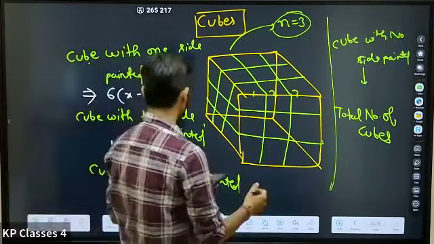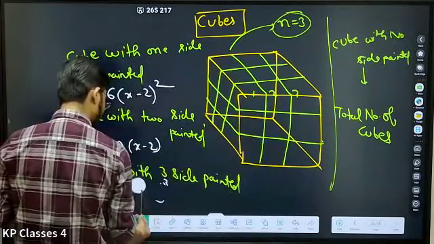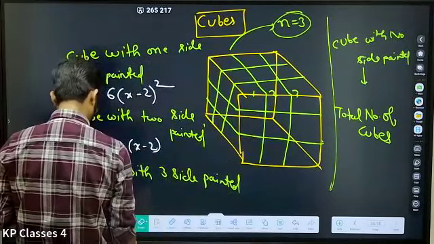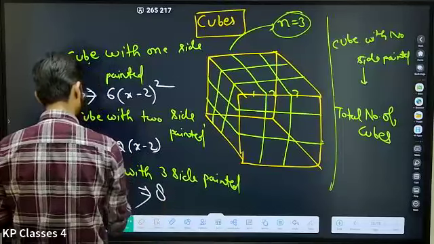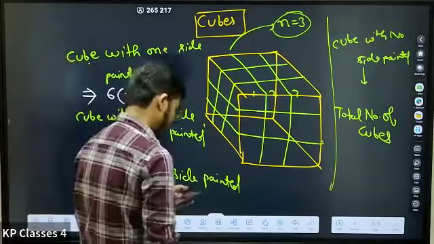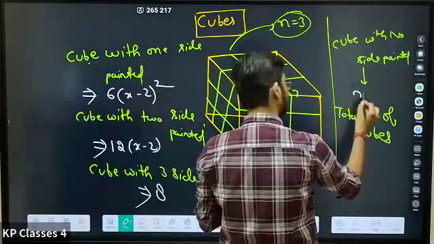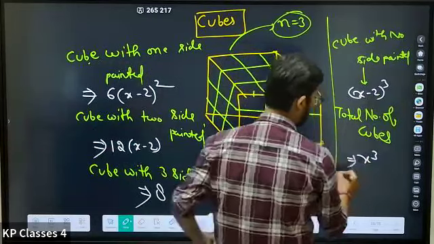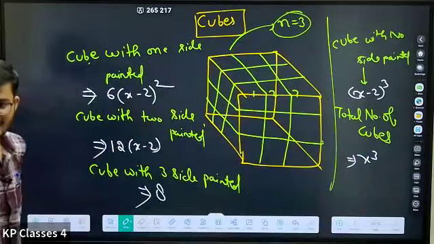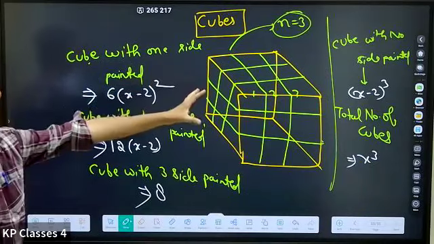Then if I talk about cube with three color painted, three side painted, the answer is always and always going to be 8, no matter how many parts it is divided into. Cube with no side painted is going to be (x minus 2) cube. And the total is going to be x cube. Let me explain all of that. This is the cube. These are the only types of questions that we do get on it.